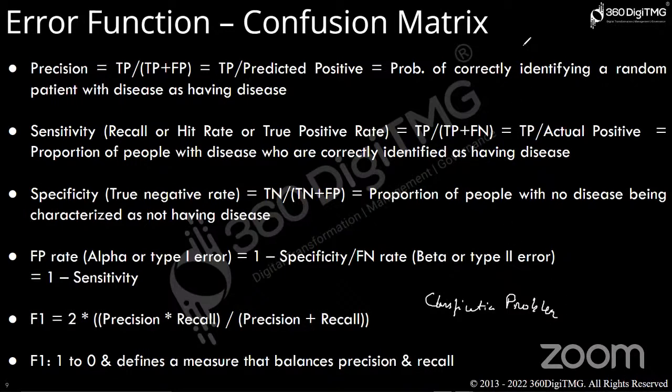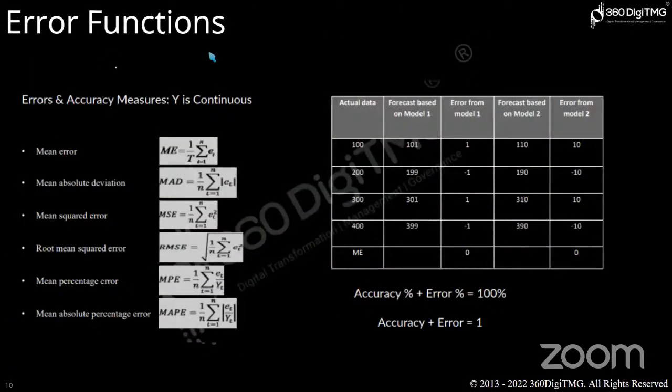Now, we saw what to do if our data is discrete, not continuous data. But what if it is continuous data? Then what do we do? Let's see. Okay, so error function. If we have a continuous output, we will be using these values.